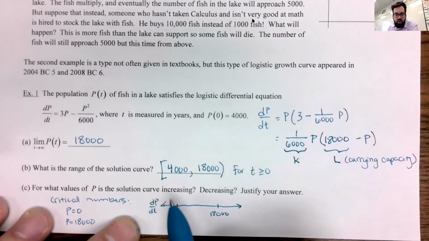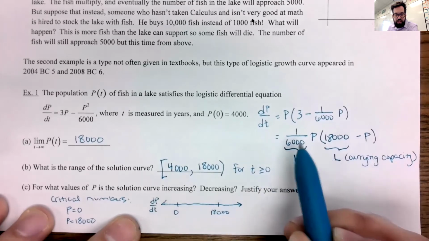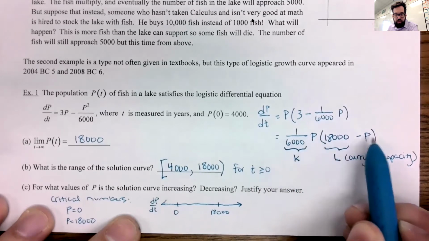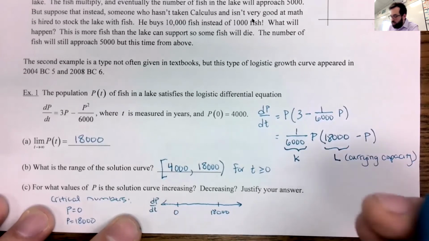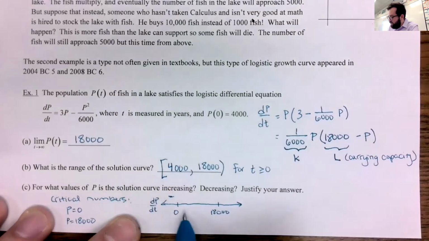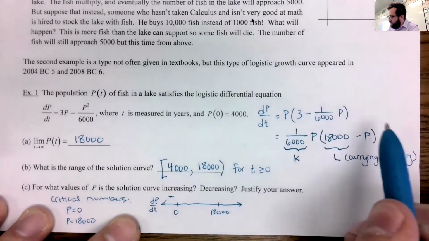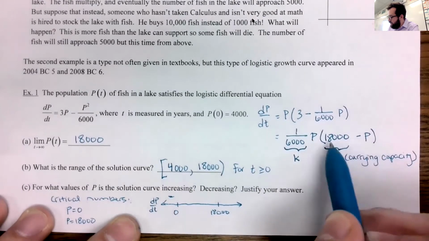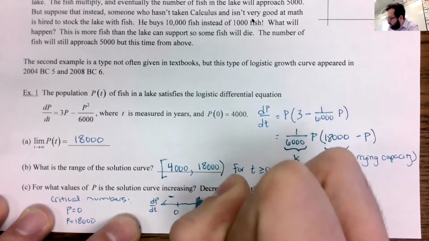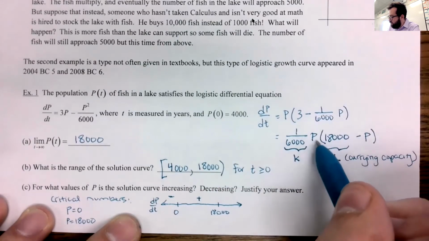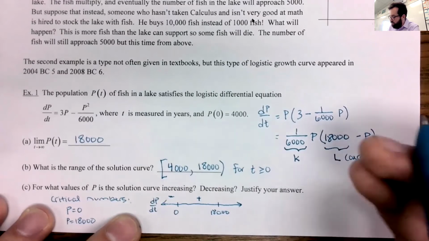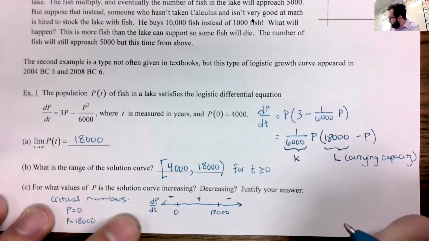And if we're below 0, let's just practice plugging in a negative number for P. It's going to be negative times a positive, so that becomes negative. Between 0 and 18,000, this number will be positive and this number will be positive. So we have positive first derivative, and greater than 18,000, this will be positive and this will be negative. So we have negative number up here.